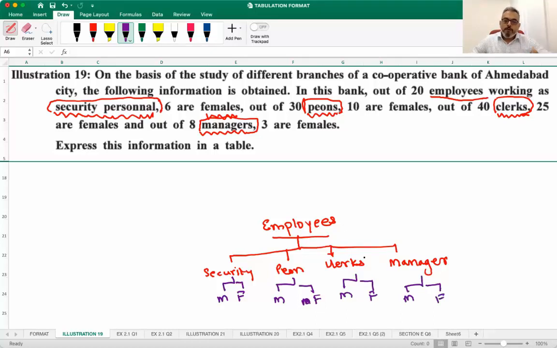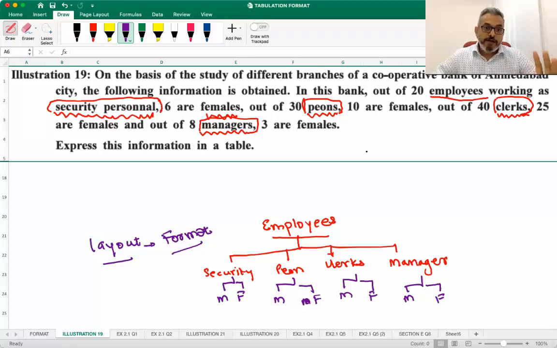So now this is basically the structure: employees are of different types, security, peon, clerk, manager. Then we have to bifurcate them into males and females. Now we have to make a format for this, and the table we are going to make is known as a layout. Layout means a format. In the exercise, there is one sum where you have to just make a layout. Layout यानी format. Okay. So now, how would we make the format for this?